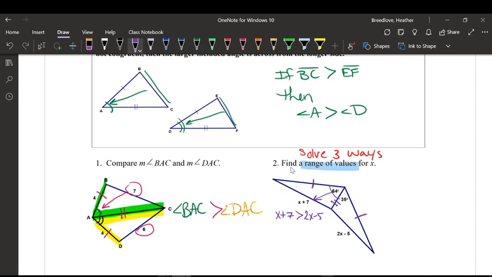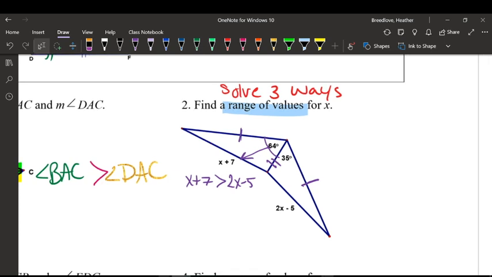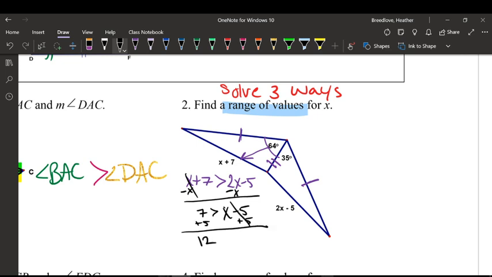So the first way is just solving the inequality for the way that we're saying that it is. So we have x plus 7 and 2x minus 5. We need to solve for x, so we subtract x, just like as if it was an equation. So we have 7 is greater than x minus 5. Add 5. And we get that 12 is greater than x. That might be the answer.